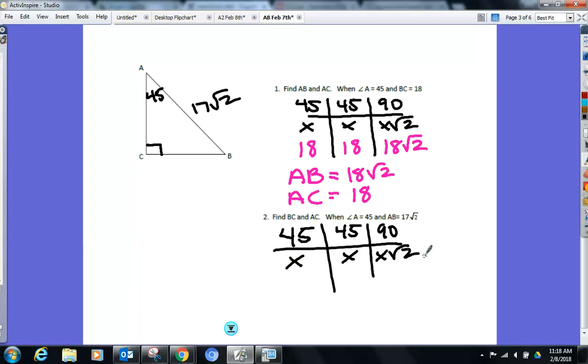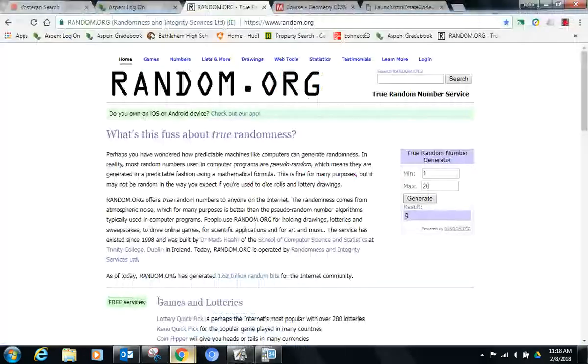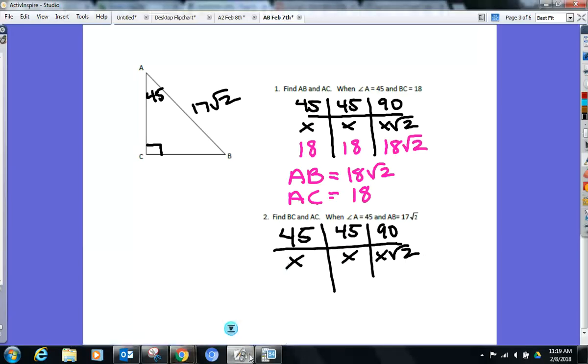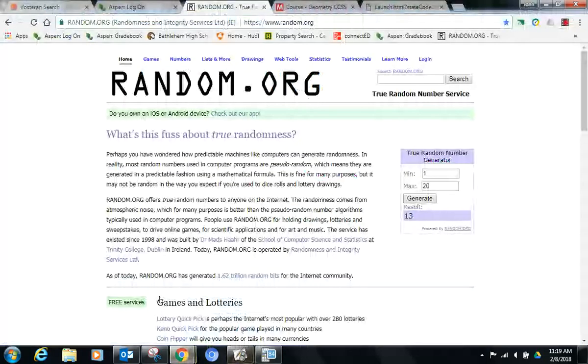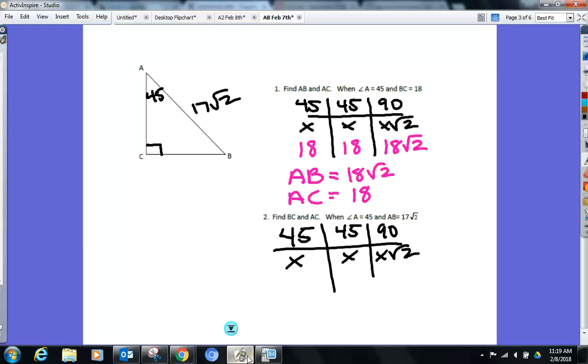Where's the 17 radical 2 across from? What angle measure is the 17 radical 2 across from? Here you go. Let's hear from 13. Never mind. I think I would know that by now. 1. Sure. Where's the 17 radical 2 across from? What angle measure, Cam? Which is the 90. So in my chart, it's going to go right here under the 90.